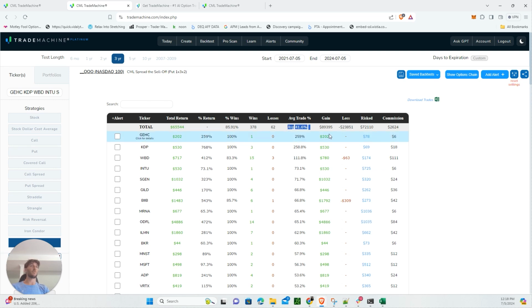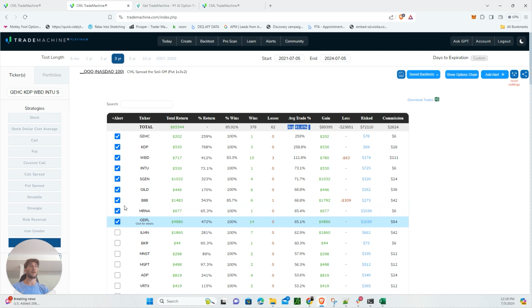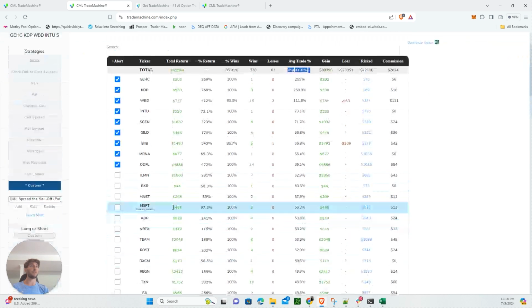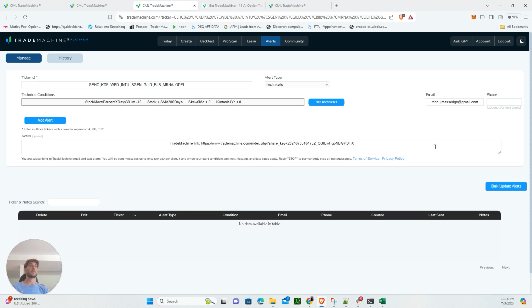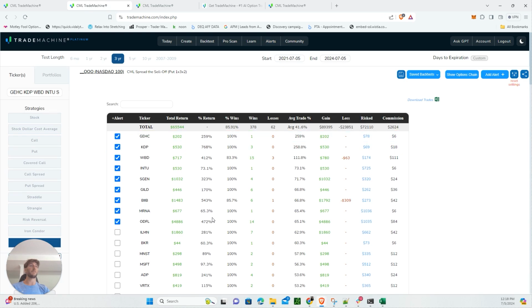Insane. So what we want to do, let's say if we want to do this one particular strategy, we want to get alerts. So we just go here and just start checking these all off. And I'm not going to do them all. But if you just go through and check off all of these, you go over here to hit add alert. And then basically if you do that, hit add alert here, you'll get email alerts for these trades every time one of these is triggered. And again, these are super, super powerful.